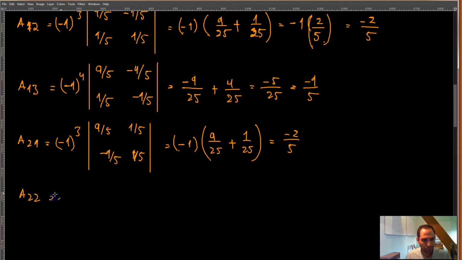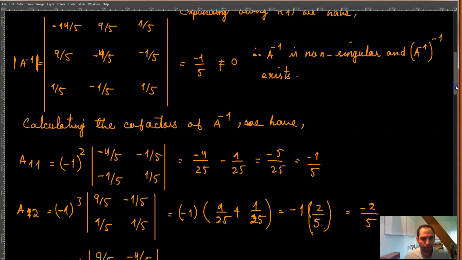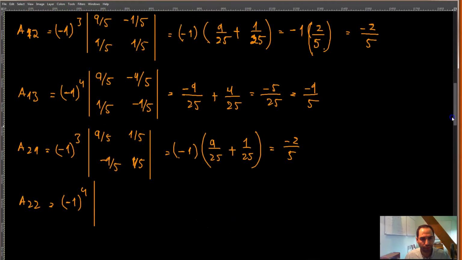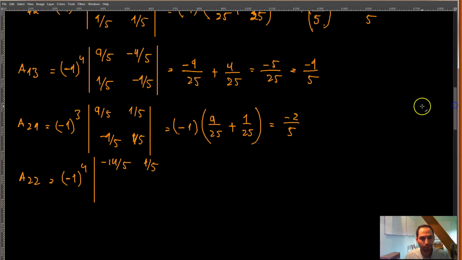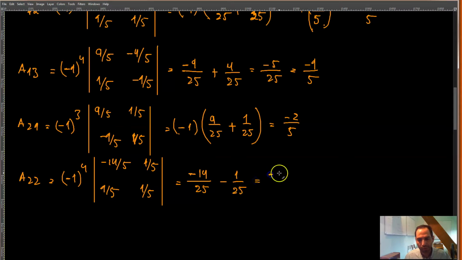A of 2, 2 is equal to negative 1 raised to the 4th power times the determinant of negative 14/5, 1/5, 1/5, and 1/5, which is the same thing as negative 14/25 minus 1/25, negative 15/25, divide by 5, 3, divide by 5, 5, so that's negative 3/5.